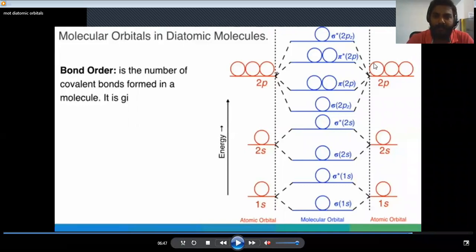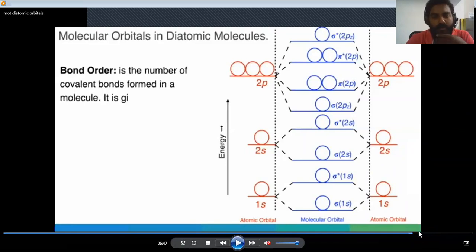This is the bond order. This we already discussed about sigma 1s. How to write these? Sigma 1s is less than sigma star 1s, less than sigma 2s. This is the increasing order of the molecular orbitals of the molecules.